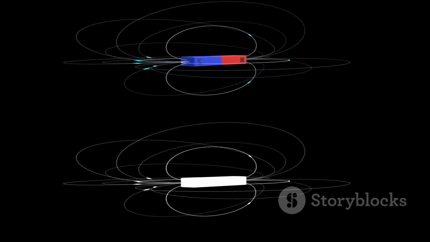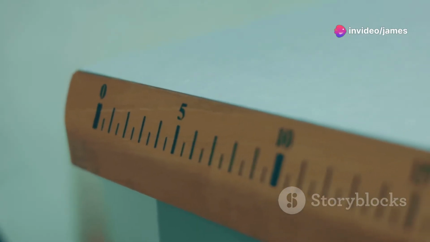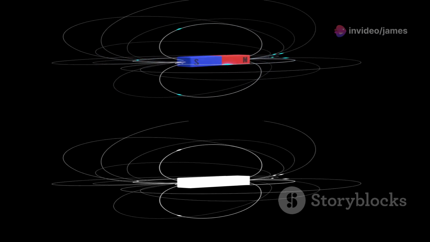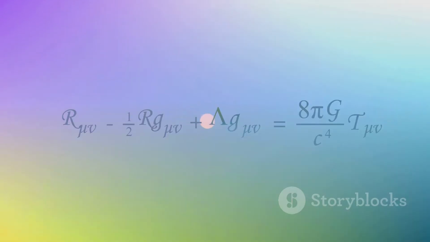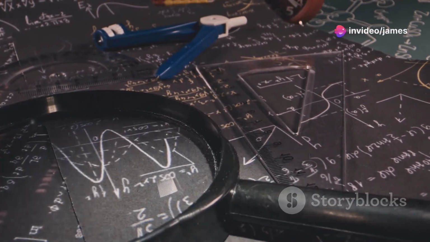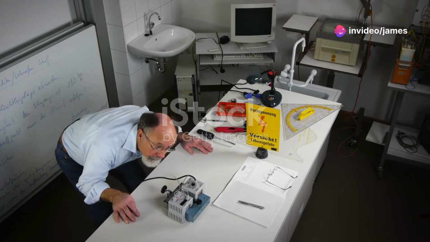Next, we have the distance between the charges, represented by r. This distance is measured in meters. But just like with magnets, the closer the charges, the stronger the force between them. Finally, we have Coulomb's constant, represented by k. This constant is always the same and helps us tie everything together in the formula. It's like the magic number that makes the equation work.